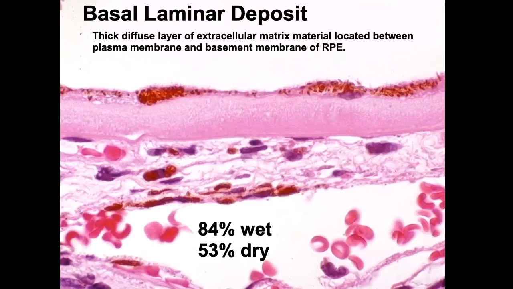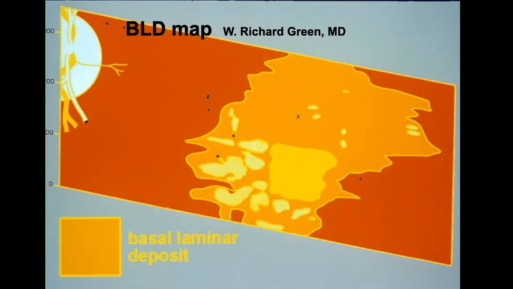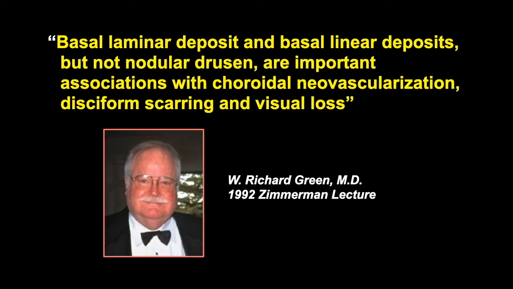In one series, 84% of patients with wet AMD had basal laminar deposits, and they were found in approximately half of the patients with dry AMD. Basal laminar deposits may not be evident clinically. These sheets of soft drusenoid material may involve a significant part of the macula. In his 1992 Zimmerman lecture, Dr. Dick Green stressed that basal laminar deposits and basal linear deposits, but not nodular drusen, are important associations with choroidal neovascularization, disciform scarring, and visual loss.